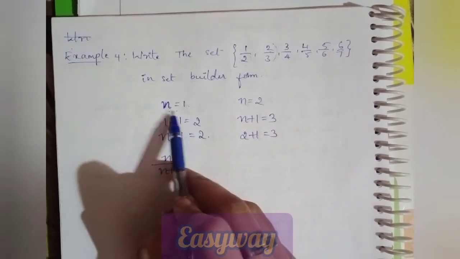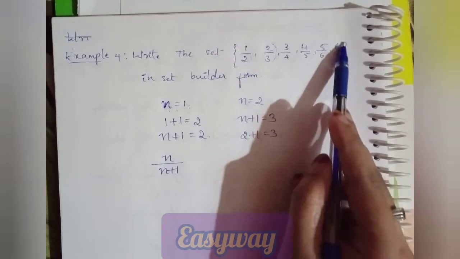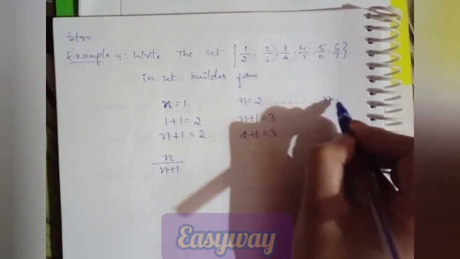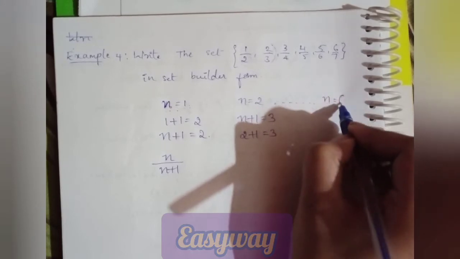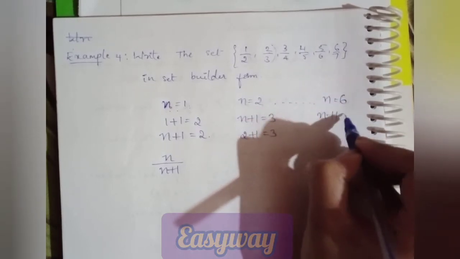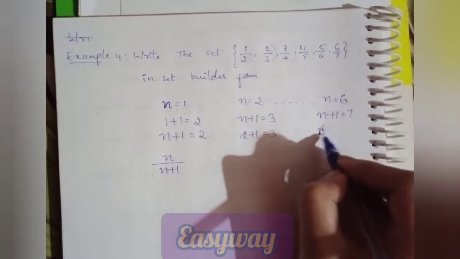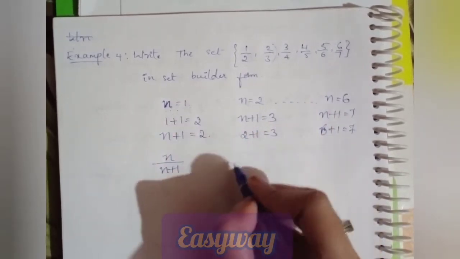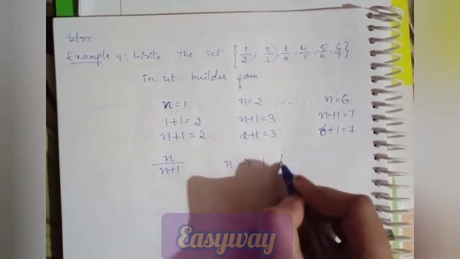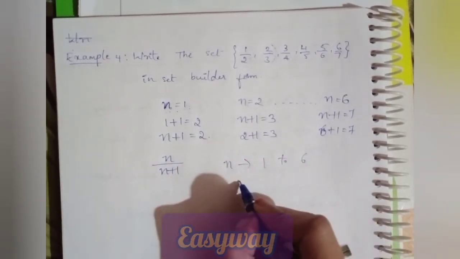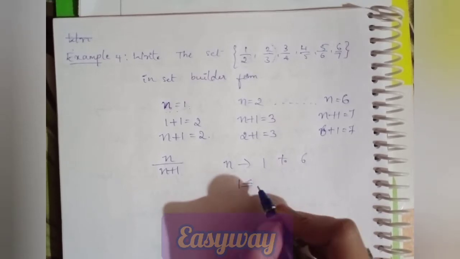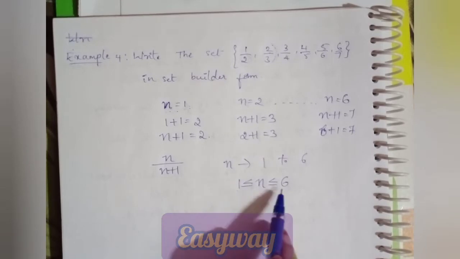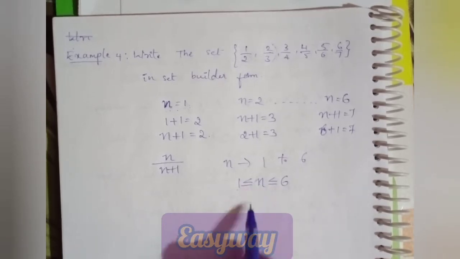Now we have started at n equals 1 and we have to stop at n equals 6, that is n plus 1 equals 7, 6 plus 1 equals 7. Now we can say that n starts from 1 to 6. We can write it as 1 is less than or equal to n is less than or equal to 6. From 1 to 6 we are considering n values.